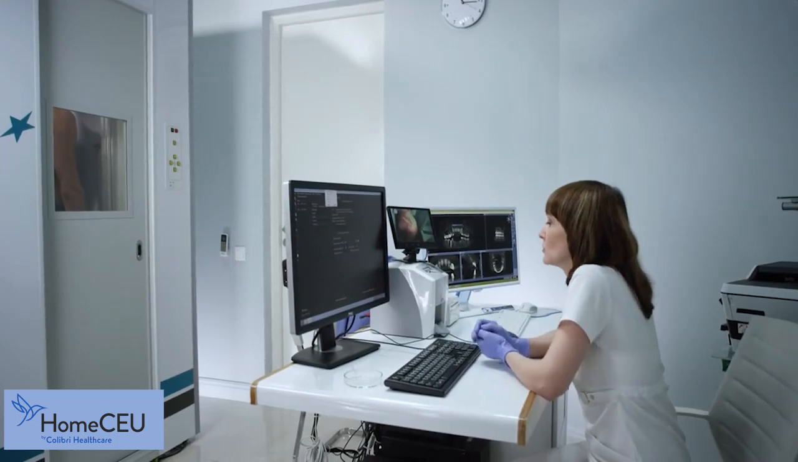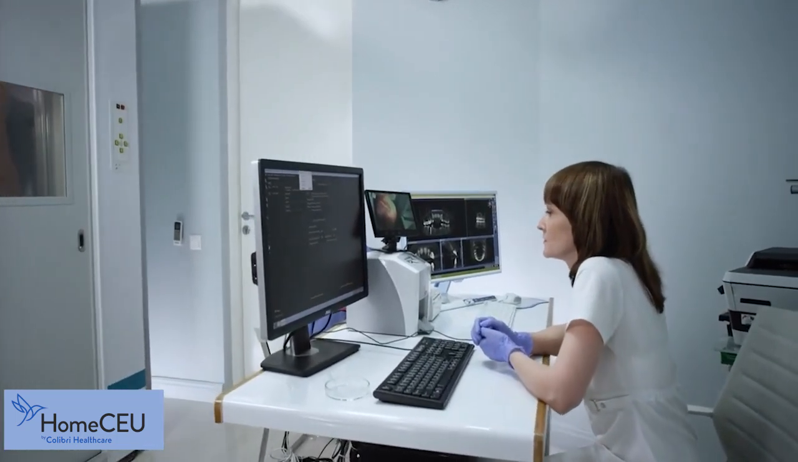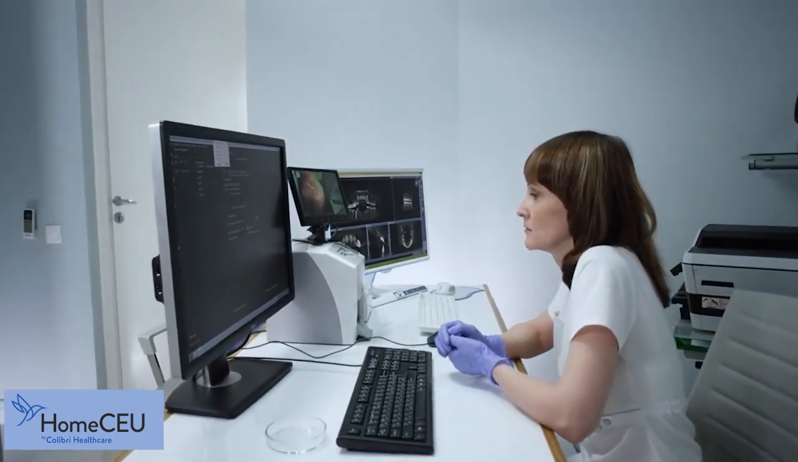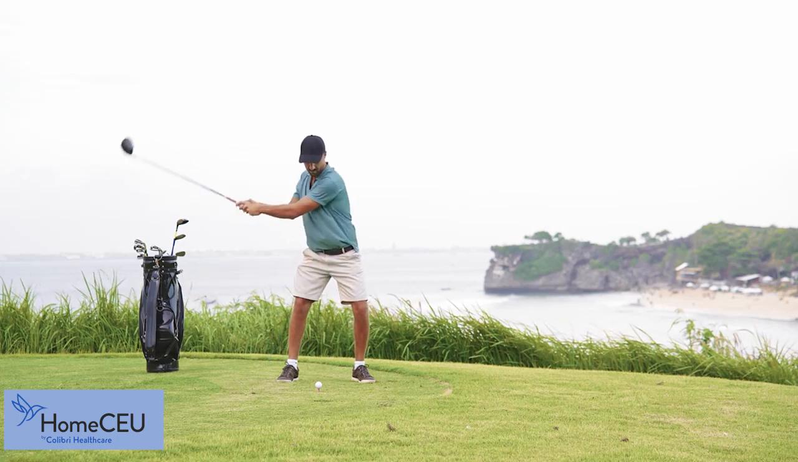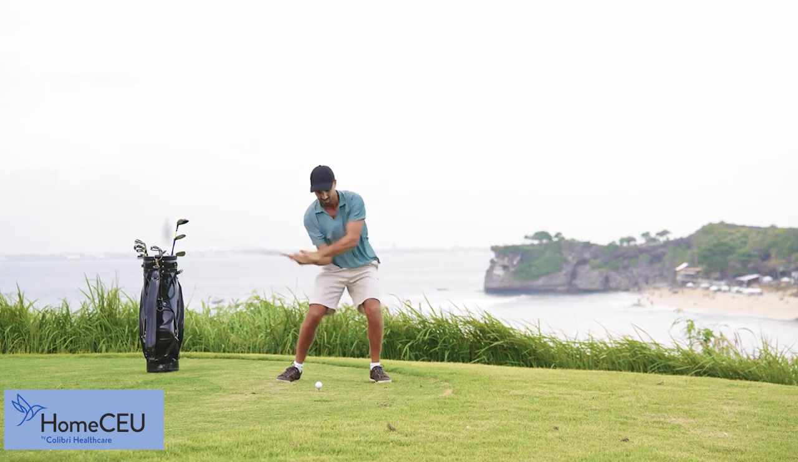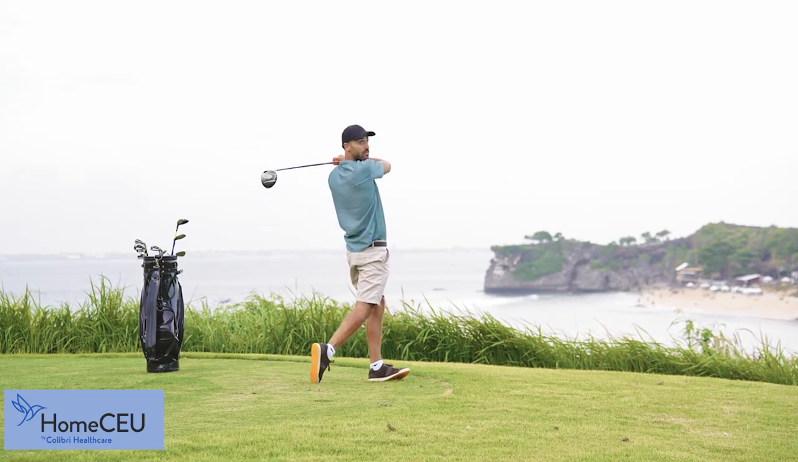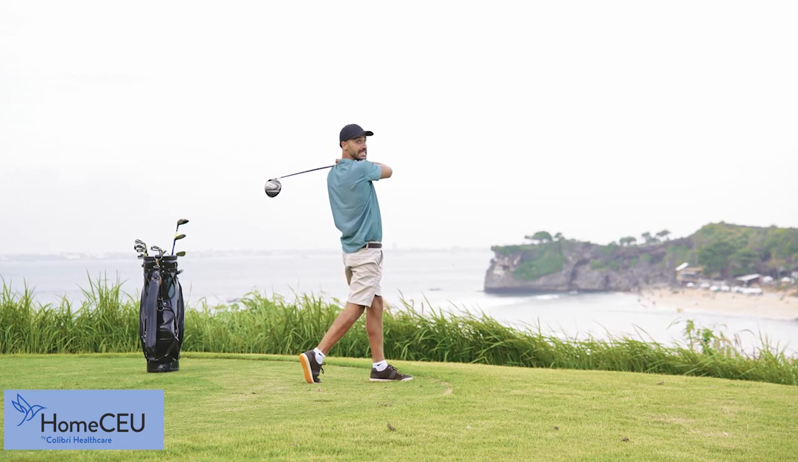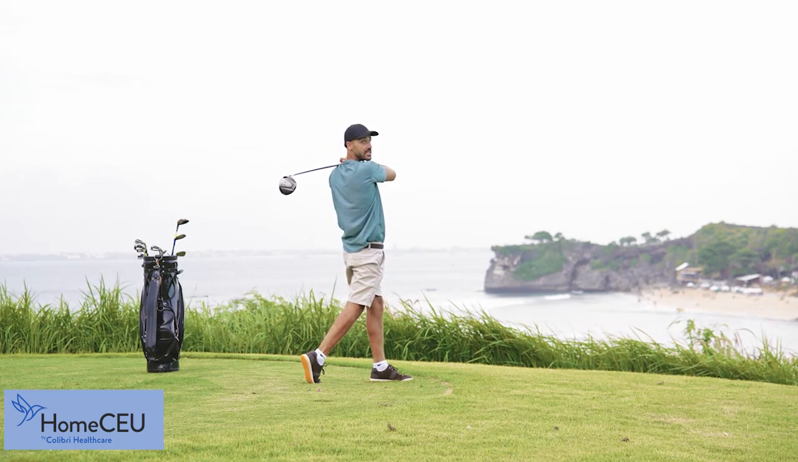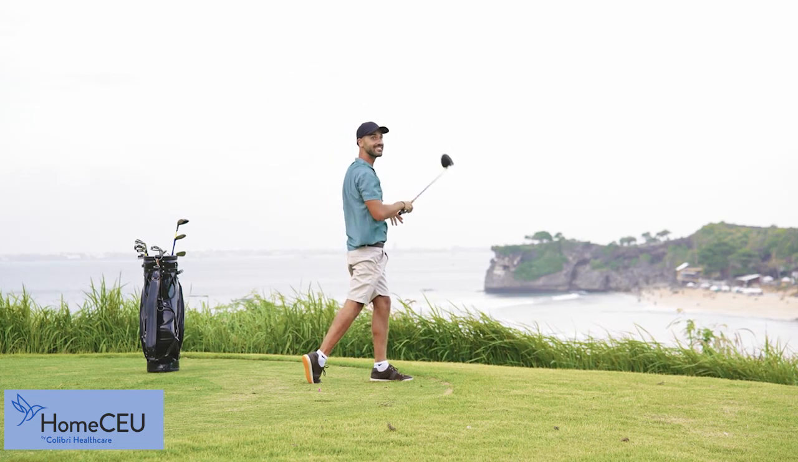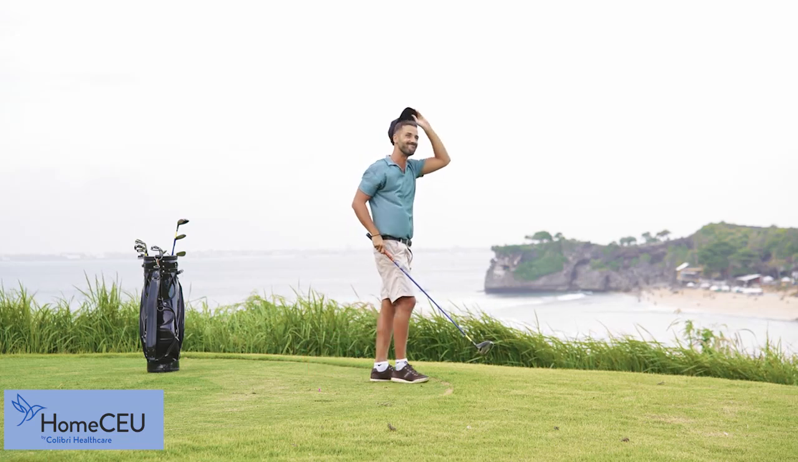Imaging: MRI and X-rays can help identify structural issues. Biomechanical analysis, video analysis of the golf swing, can pinpoint areas of improvement or potential concern. Functional movement screening, FMS, evaluates movement patterns to identify weaknesses and imbalances.